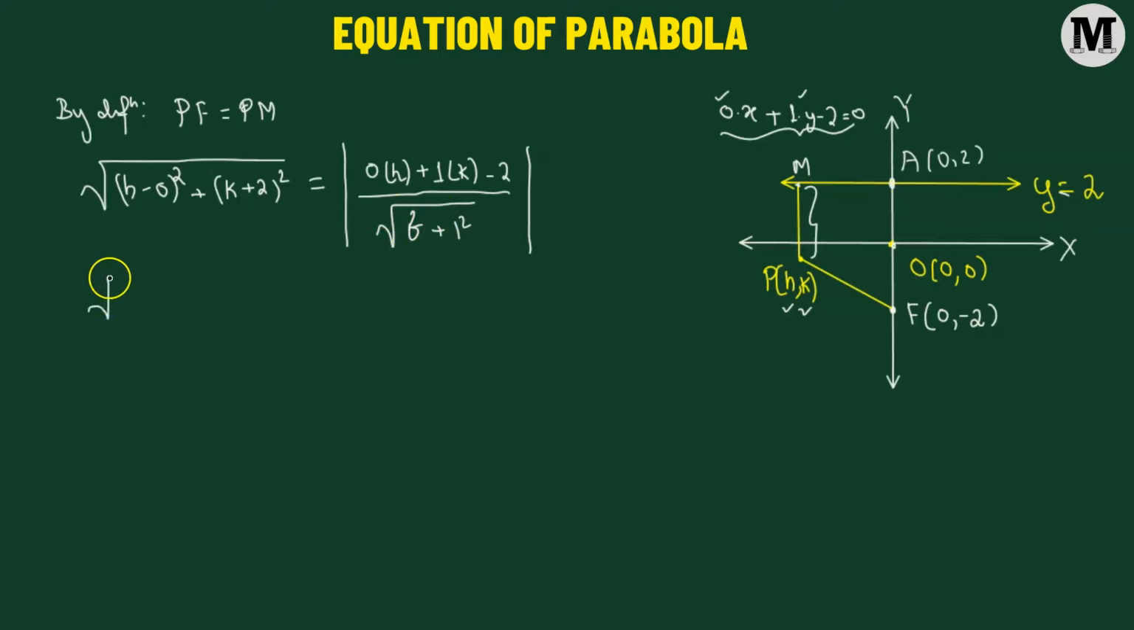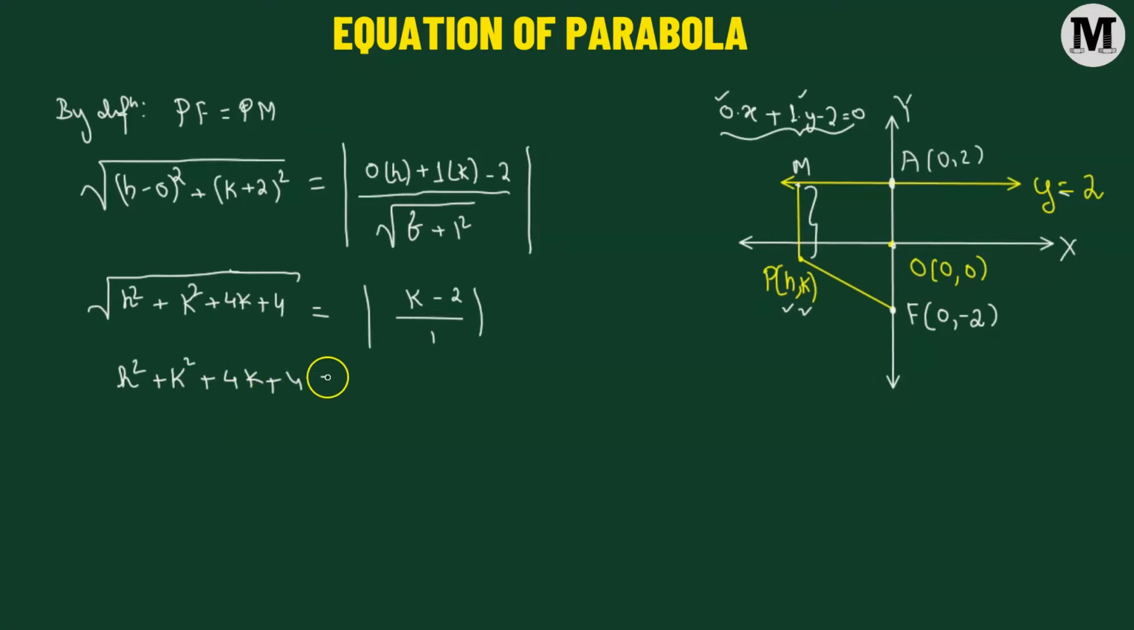Let's simplify this. We're going to get the square root of h squared plus, so k plus 2 whole squared is going to give us k squared plus 4k plus 4. We've expanded k plus 2 whole squared. This will be equal to the absolute value of k minus 2 divided by 1. Now we're going to square both sides to get h squared plus k squared plus 4k plus 4 equals k minus 2 whole squared, or simply put, k squared minus 4k plus 4. So here we can cancel out 4 from both sides, k squared as well. So we're going to get h squared equals, we transpose 4k to the right hand side and combine with negative 4k to get negative 8k.